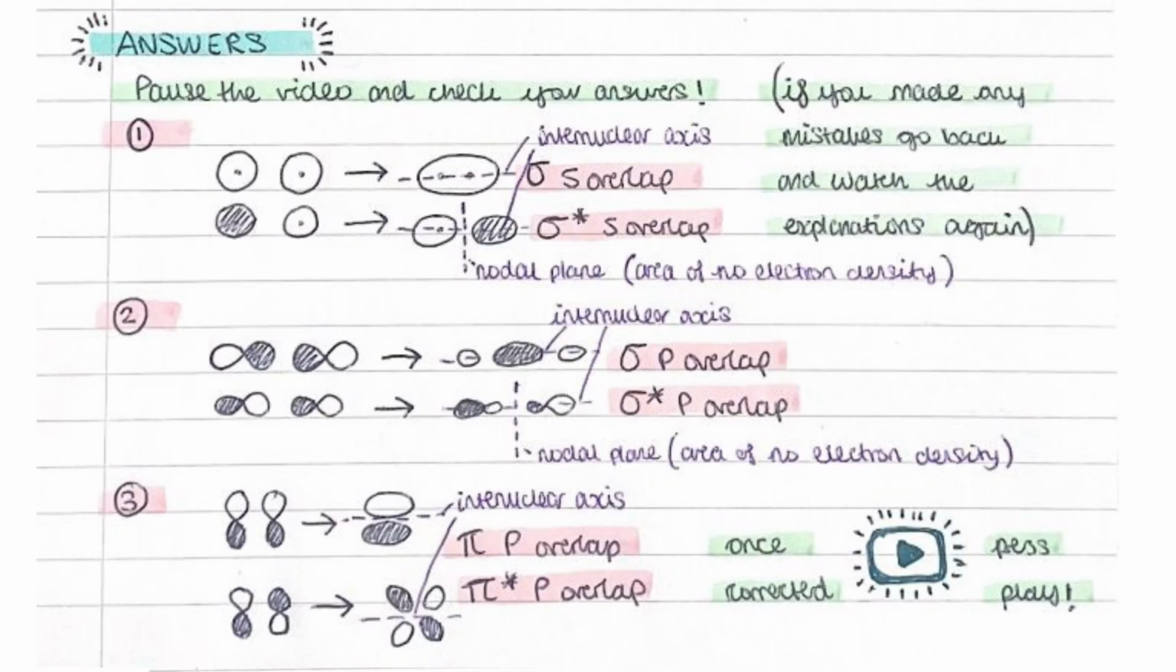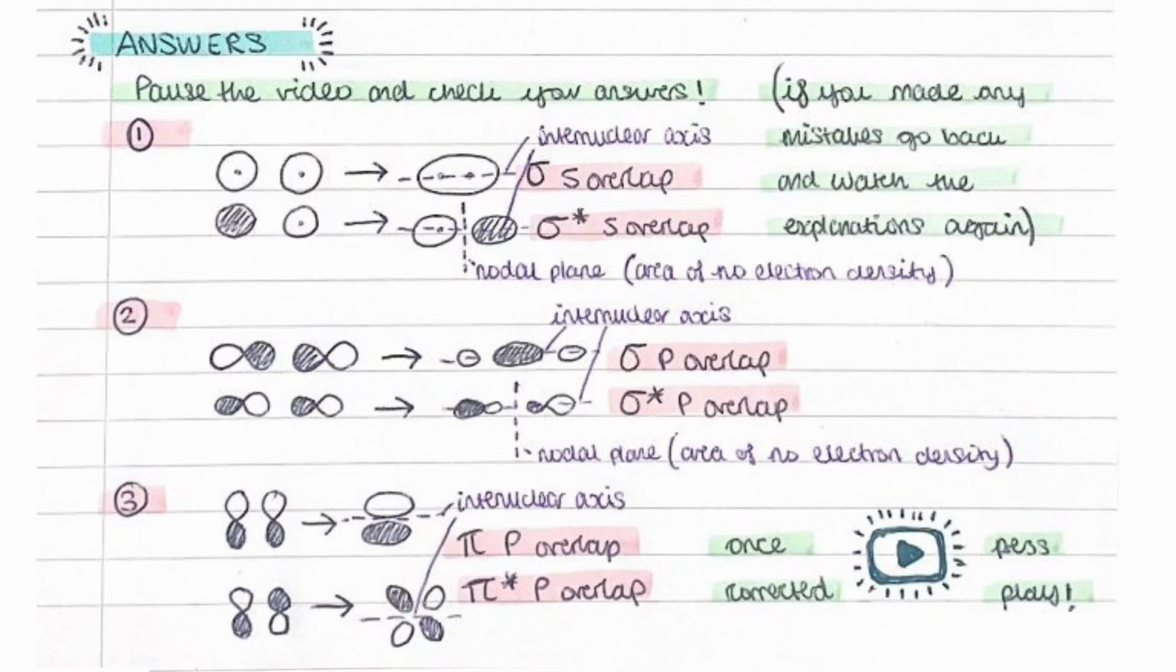And then for the anti-bonding orbital, we have again the two p orbitals, except this time the phases are orientated so two different phases are facing each other. And then we have this shape here with another nodal plane, so this is an area of no electron density, and this is still symmetrical about the internuclear axis, so this is still a sigma overlap. But due to the different phases that are overlapping, it's a sigma star p overlap. So this creates an anti-bonding orbital.